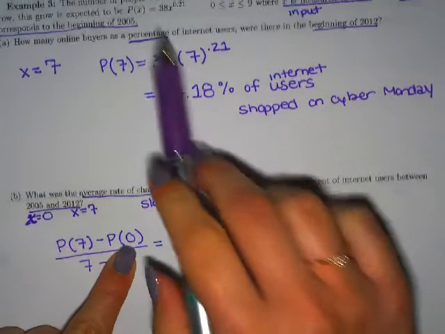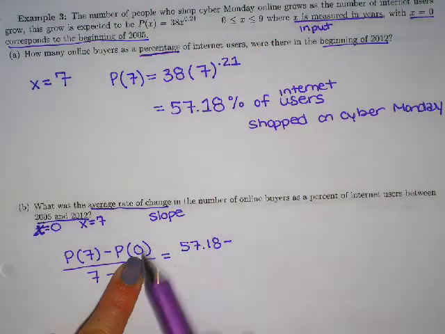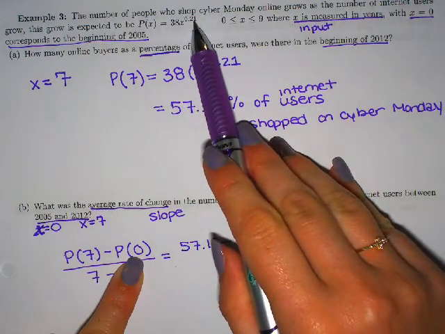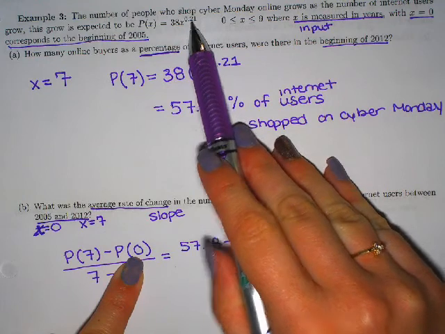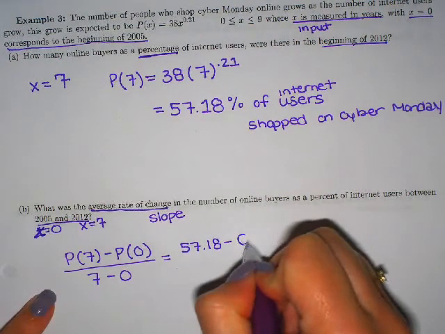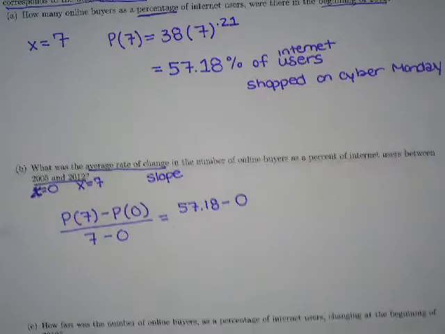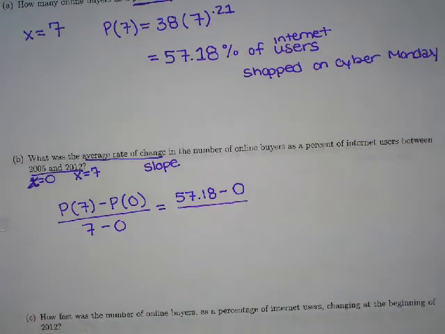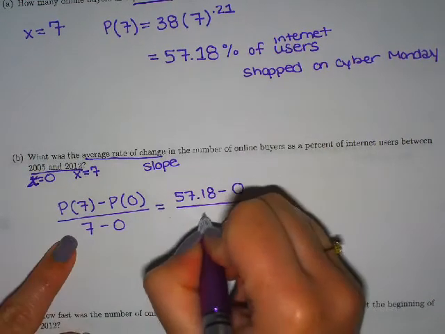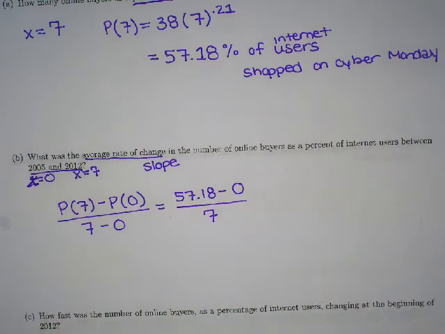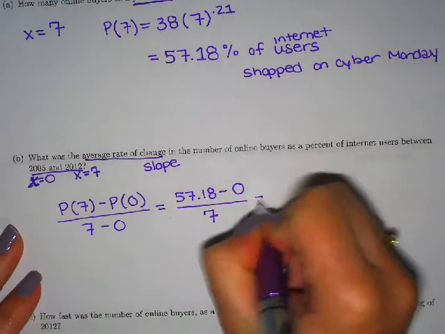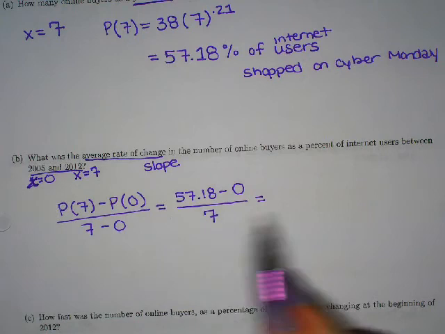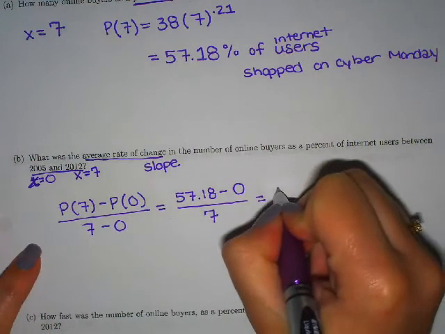Minus, now I need to find the y value when I plug in 0. So I'm just going back to the original function and plugging in 0 for x. So 38 times 0 to the 0.21. But 0 to any power is 0, times 38 is going to say 0. Cyber Monday was not a thing in 2005, I guess. 0% of people shopped on it. Maybe there weren't any deals on Cyber Monday yet. Divided by 7 minus 0 is 7. So we're going to find the average rate of change by taking the difference in y's over difference in x's.